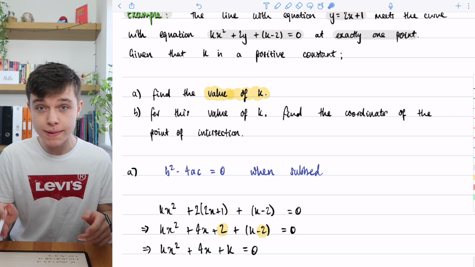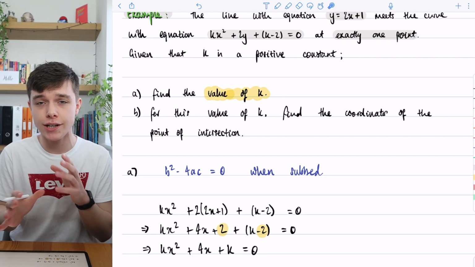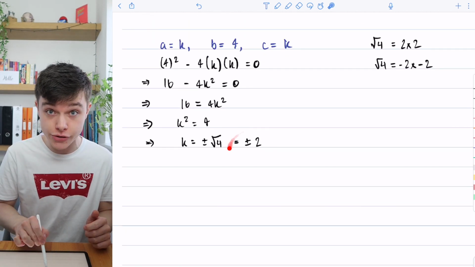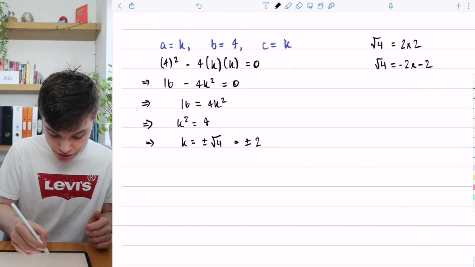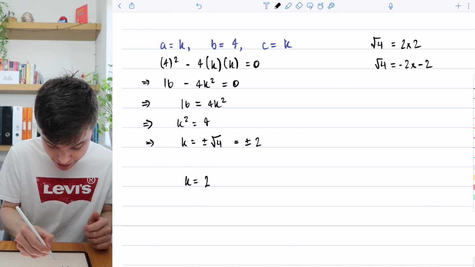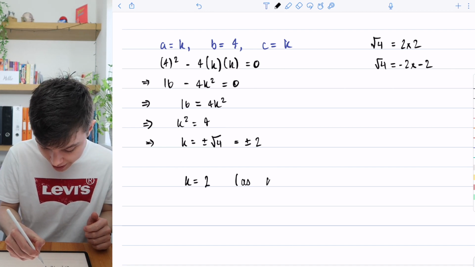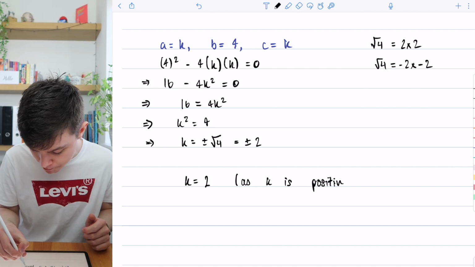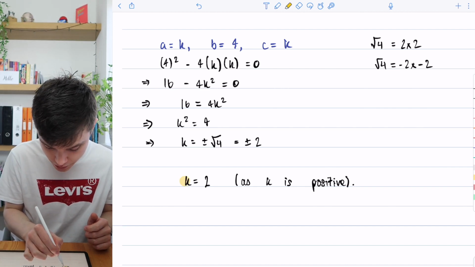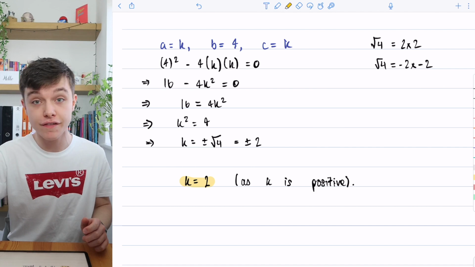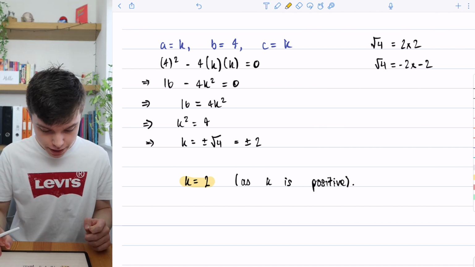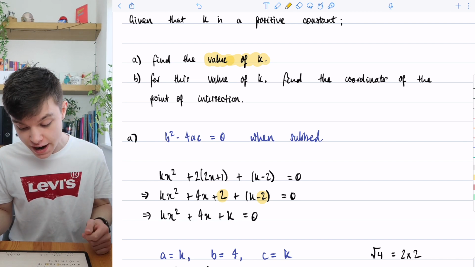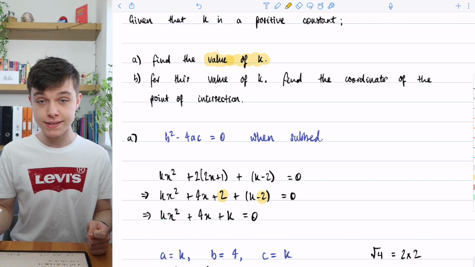A constant just means a term that is a number. It doesn't change in terms of a variable, which here it doesn't. K is either plus or minus 2. But we can say k must be equal to 2 as k is positive. So we can get rid of that minus 2. So that is my answer for k. Okay? Right, then part B says for this value of k, find the coordinates of the point of intersection.